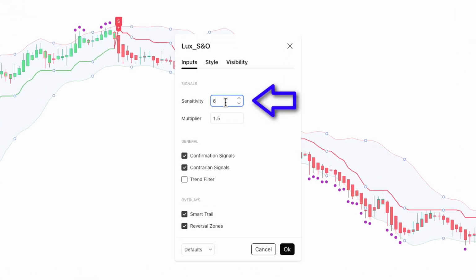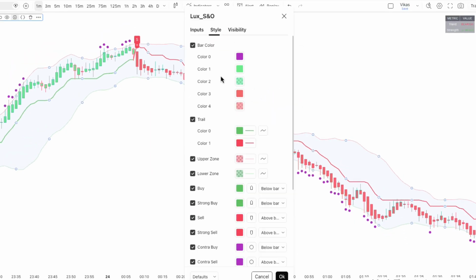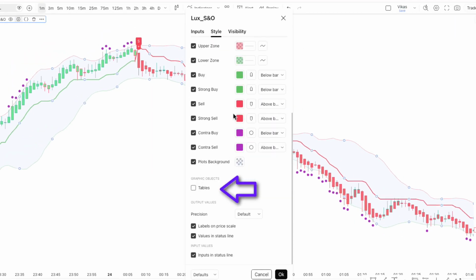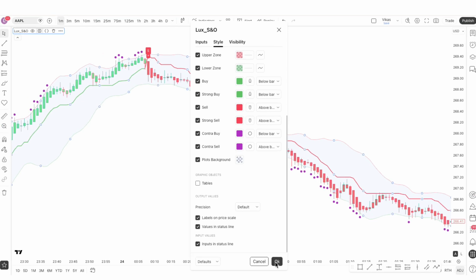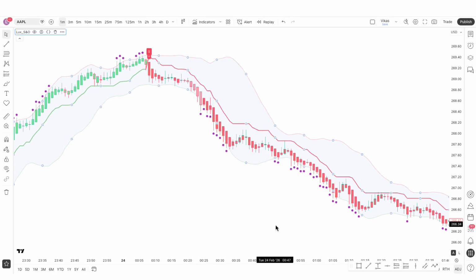First, we change the sensitivity to 14:5. We have to keep these options hidden. Here, everything is fine after that. Click OK. Now we'll add one more indicator to make this strategy more powerful.